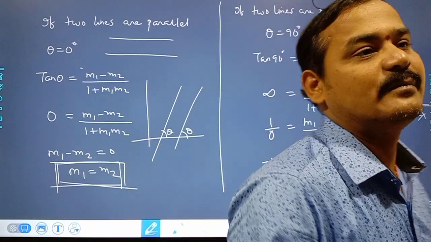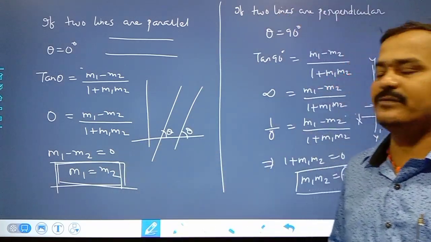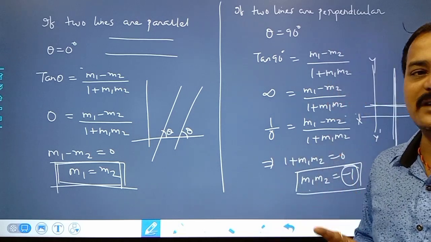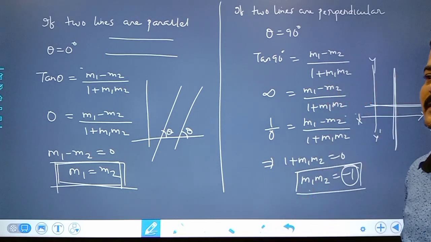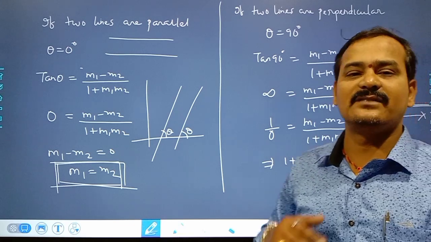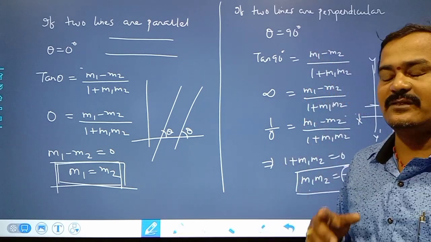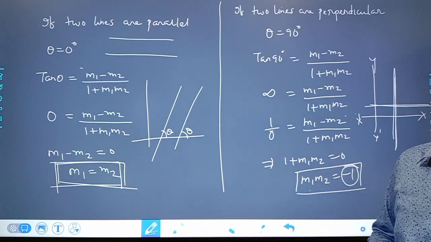So today the class was completely discussing the slope of a line. First of all, what is the meaning of the slope of a line? How to find the slope while the inclination is given? How to find the inclination while the slope is given? The next concept is two points. What is the slope of a line passing through two points?